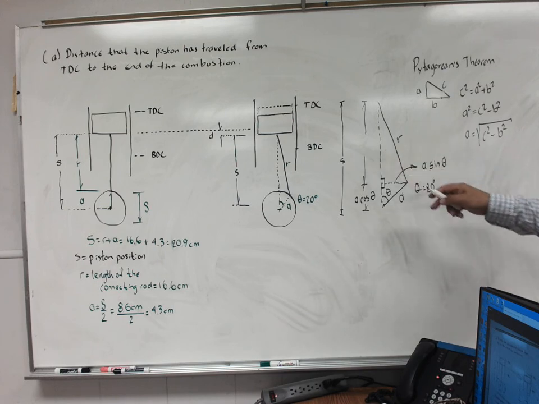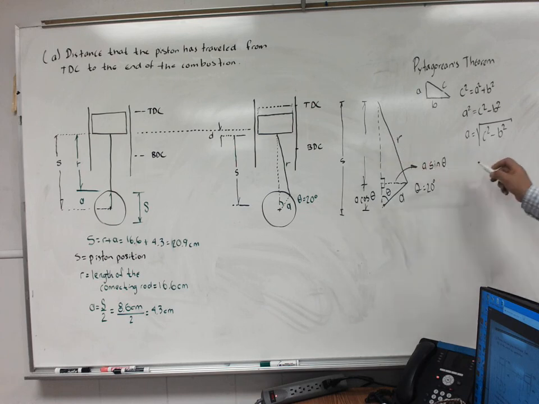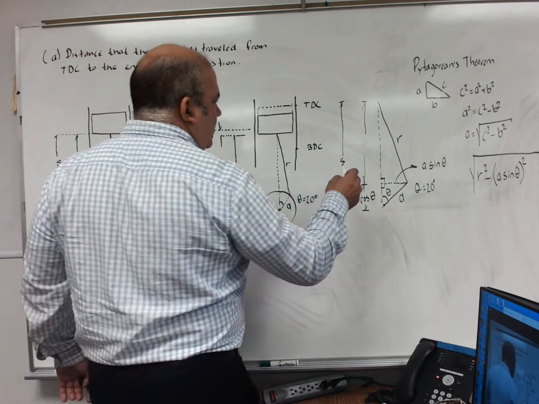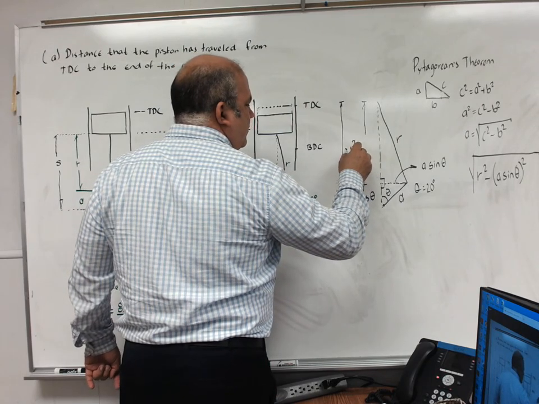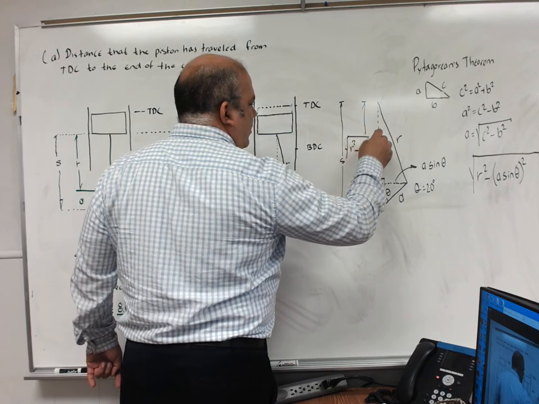So this side will be the square root of R squared minus a sine squared. Also, you don't have to do this analysis. I'm just showing it to get kind of the reason for the equation. But the equation is already given in the notes.